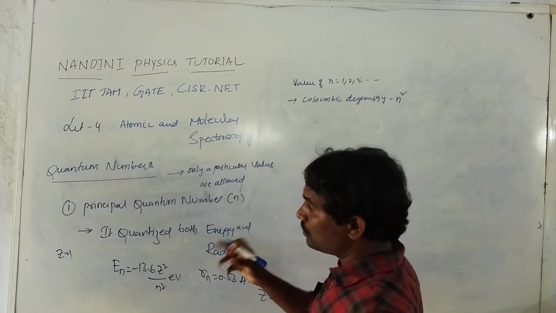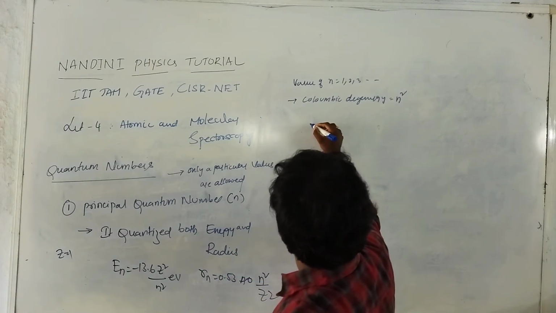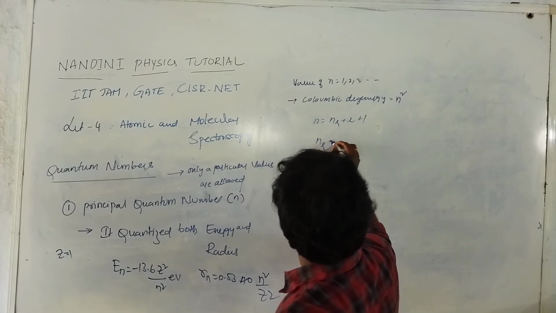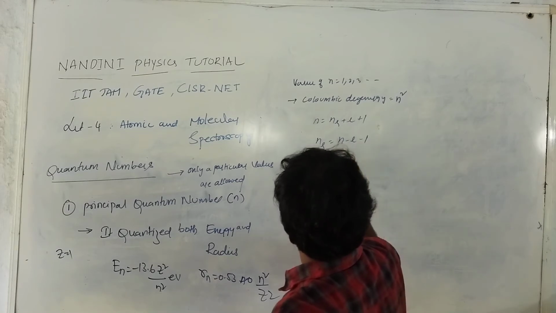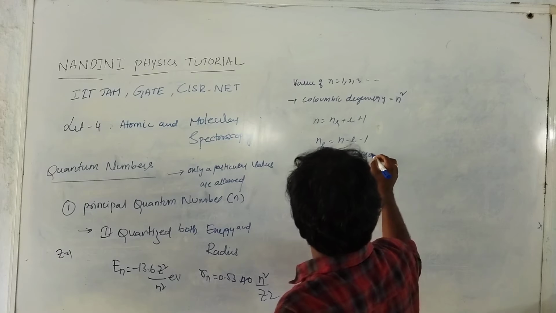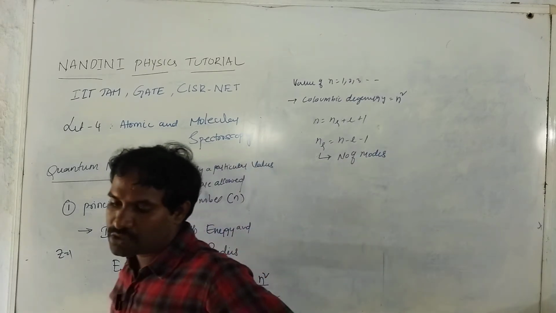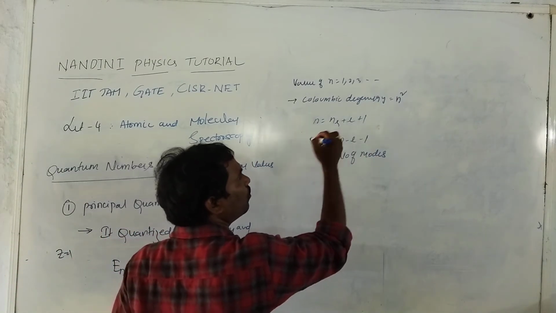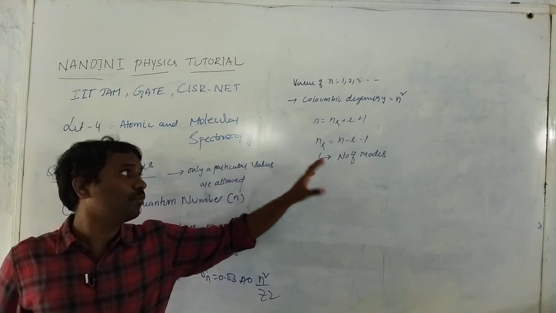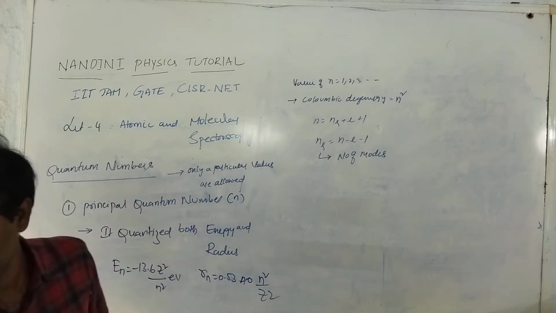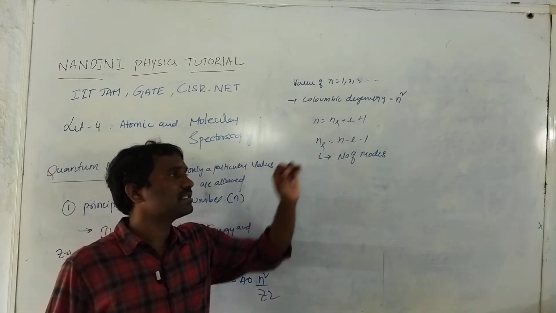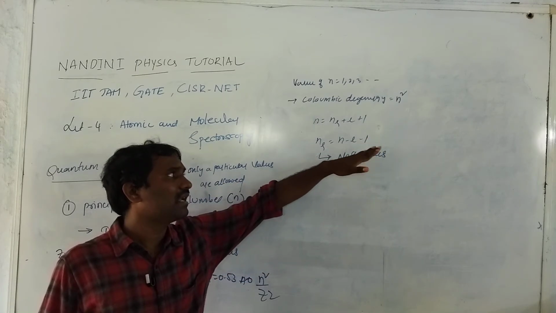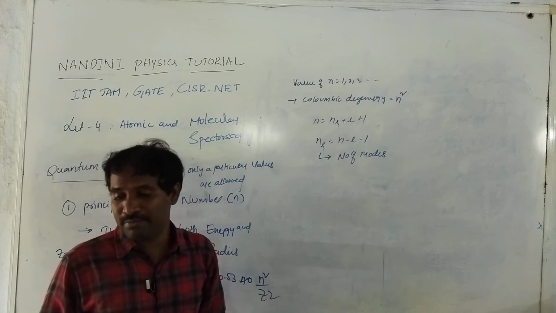How to find the number of modes? The number of modes is given by n equal to nr plus l plus 1, so nr is equal to n minus l minus 1. This nr is nothing but the number of modes. Sometimes they ask questions based on the number of modes, in vibrational spectra, vibration rotation spectra and solid state physics. At that time I will explain the number of modes.